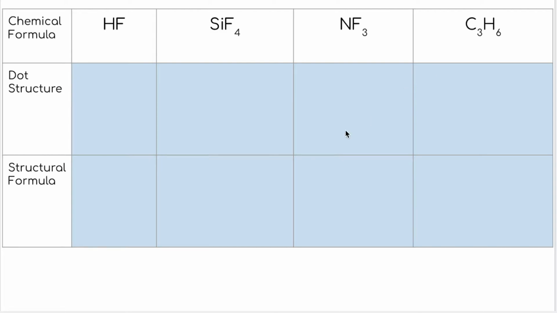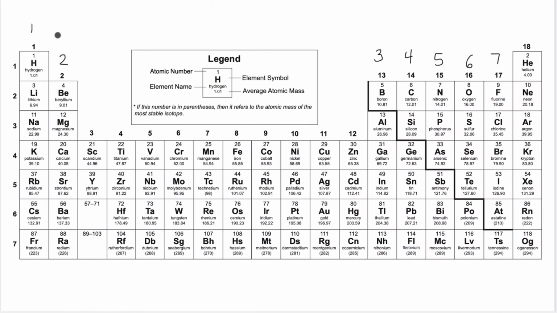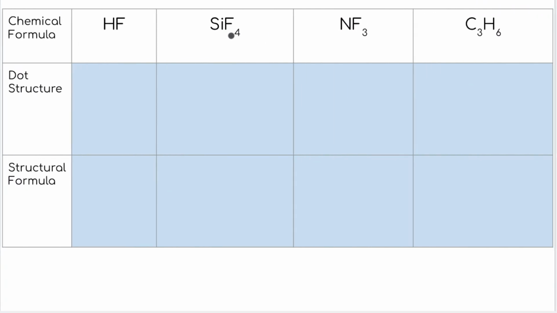For the first example with hydrogen fluoride, HF, we're going to first look on the periodic table to find the total valence electrons. Hydrogen is going to have 1 valence electron, fluorine will have 7. So we're going to have a total of 1 plus 7, which is 8 valence electrons available to distribute for bonding within this molecule. We're going to arrange it with an H and an F. We don't have to worry about a central atom since there are only 2 atoms total.